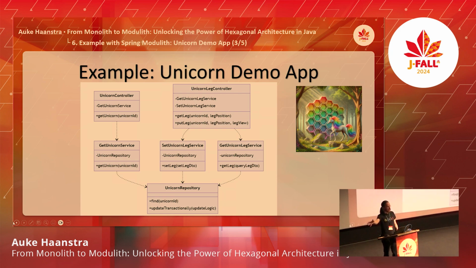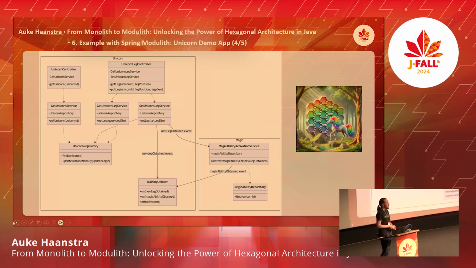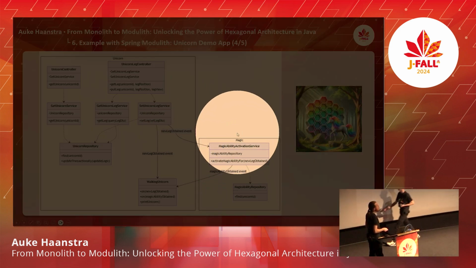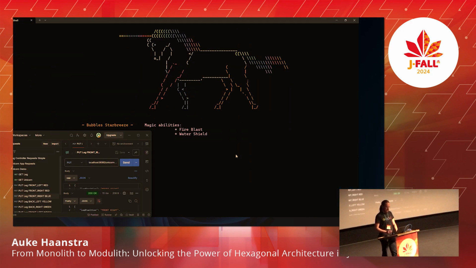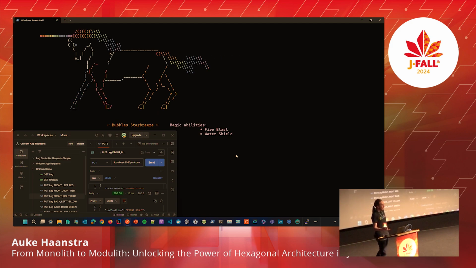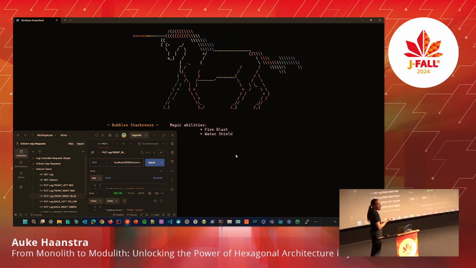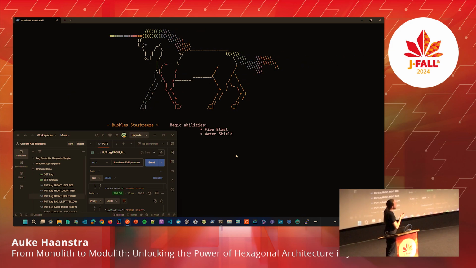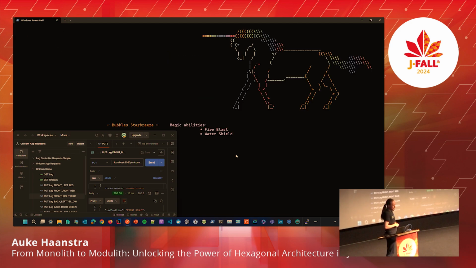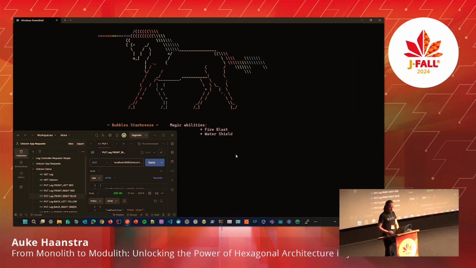So you don't put transactional annotations in your domain. You want the domain to be clean and pure. Again, this example is a bit more complicated in reality. We have another bounded context here, a magic bounded context. We already saw it in this example. When we add a new leg in the unicorn bounded context, different magic abilities also are activated, and they are displayed here in this presentation.